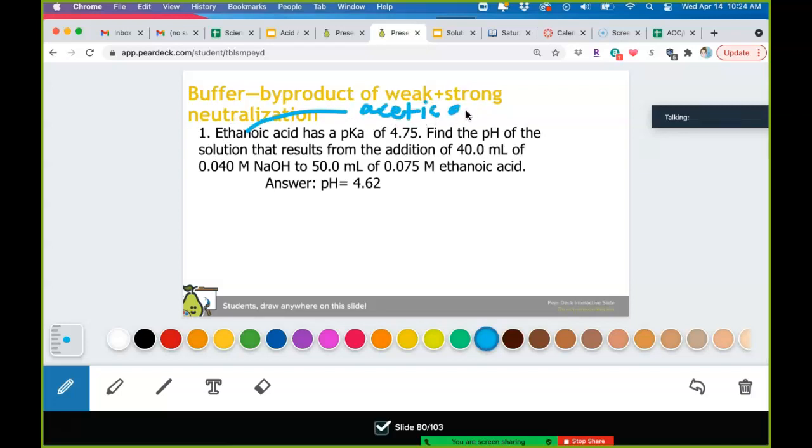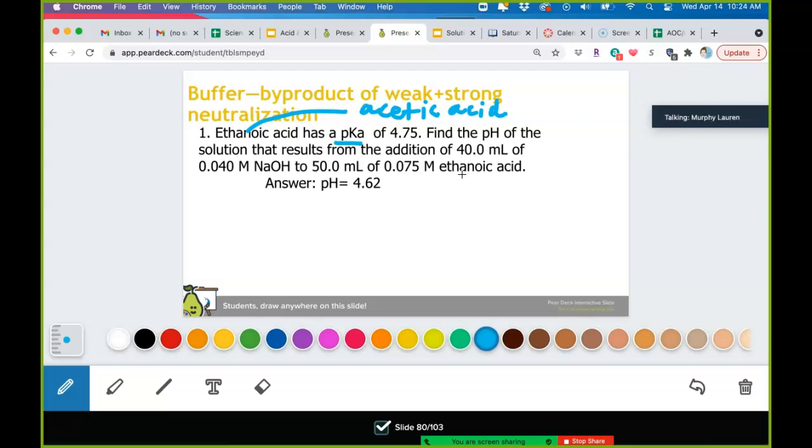That's the fancy name for it. Okay, and I give you its pKa, which is a hint. If you see a Ka, pKa, the substance is weak. Okay? And I want you to find the pH of a solution that results from adding sodium hydroxide to ethanoic acid, which is acetic acid.